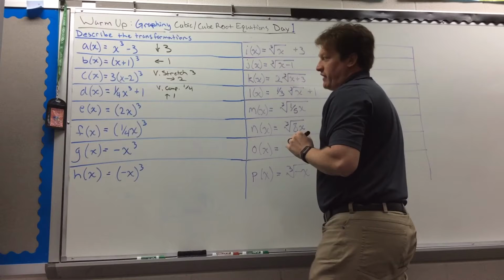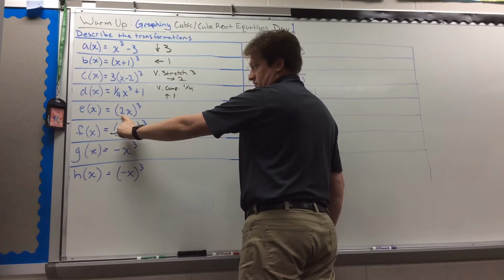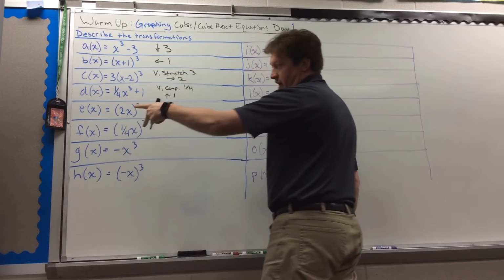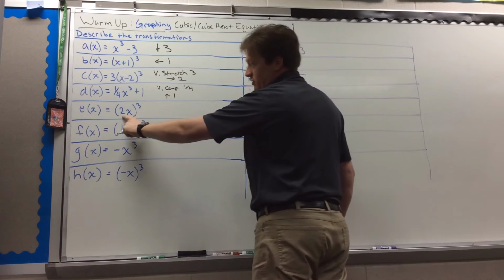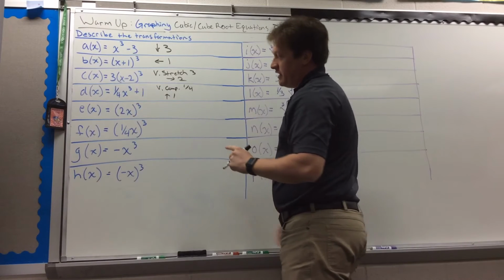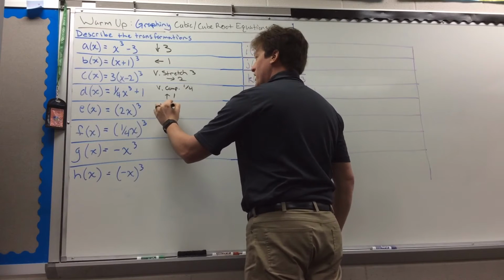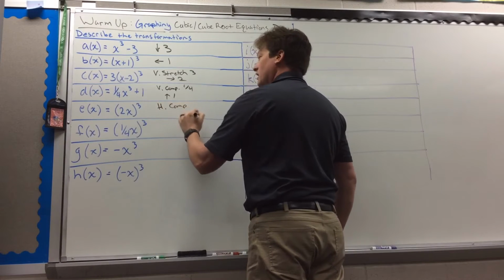Now we talk about our B values. Whatever you see in the equation, okay, is what you're going to take and find the reciprocal of. So I see a 2 here. I'm going to take the reciprocal of that number because it's a B value. It's going to give me 1/2. So that would be a horizontal compression of 1/2.